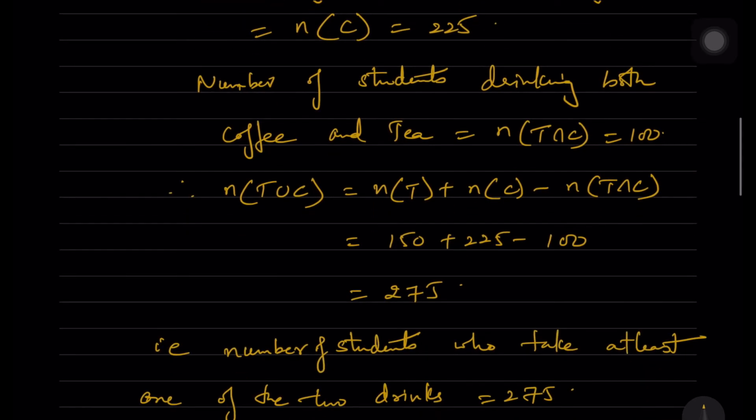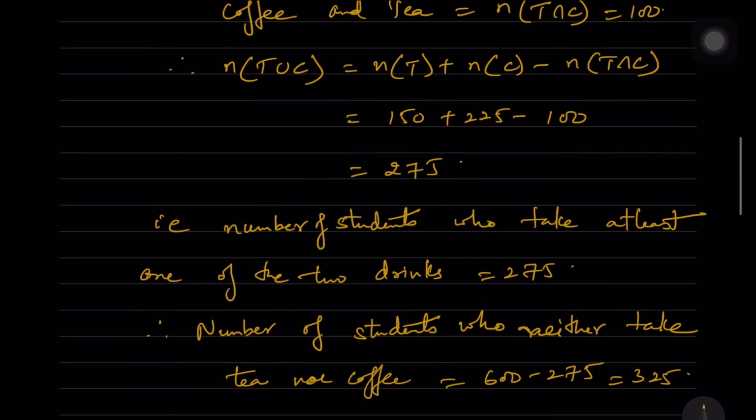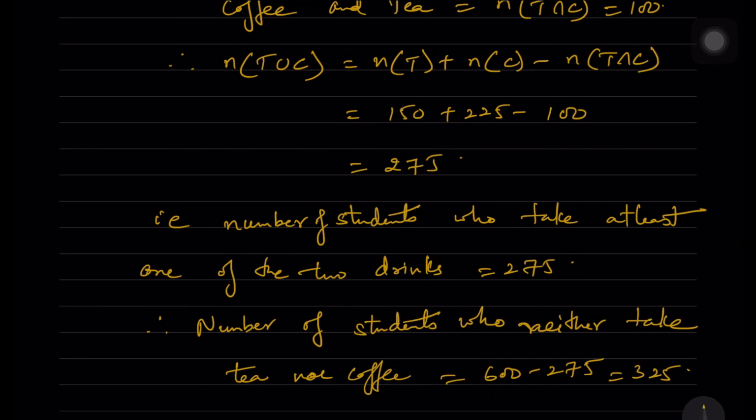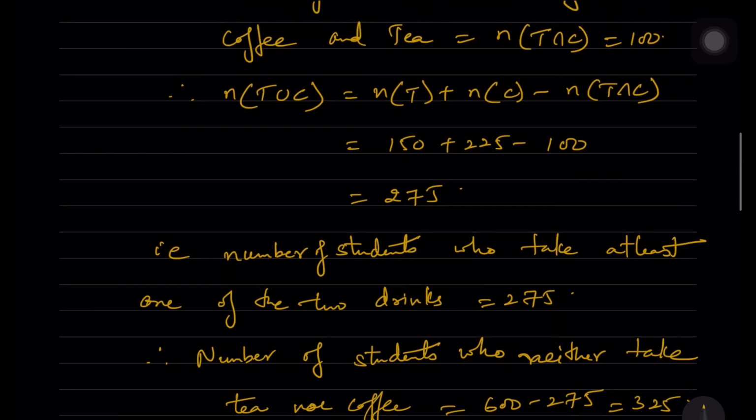So now here you have that n(T ∪ C) is equal to n(T) plus n(C) minus n(T ∩ C). You are having this formula. So which is equal to 150 plus 225 minus 100, which is 275. That is, the number of students who take at least one of the two drinks is 275. Therefore, the number of students who neither take tea nor coffee is nothing but 600, the total number of students, minus those who are taking either coffee or tea. That is 325. 600 minus 275 is 325.